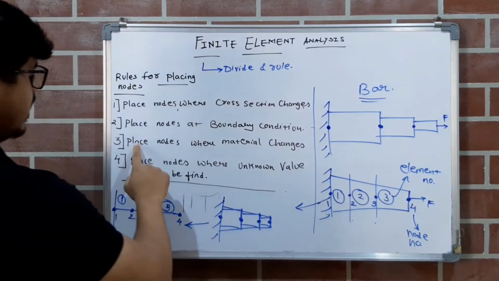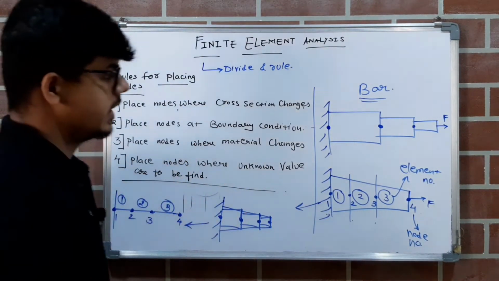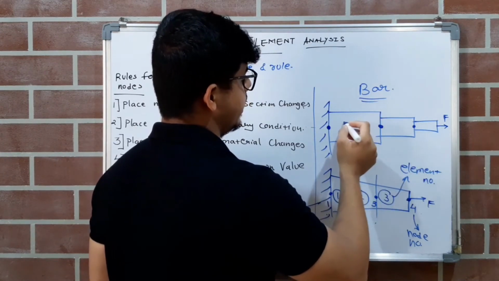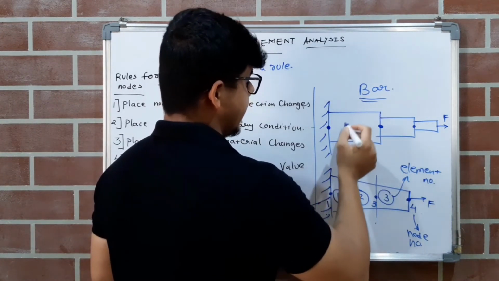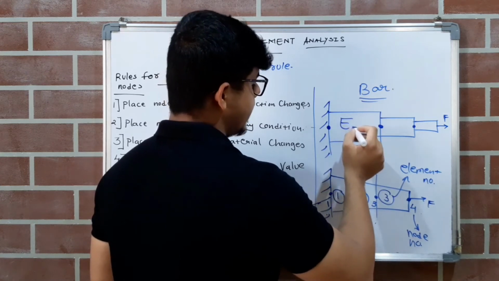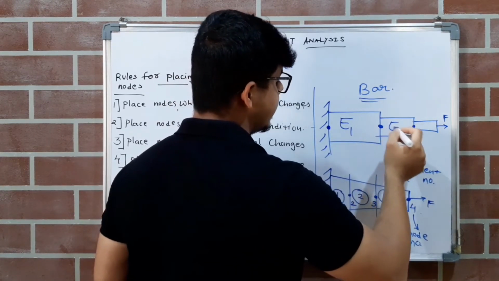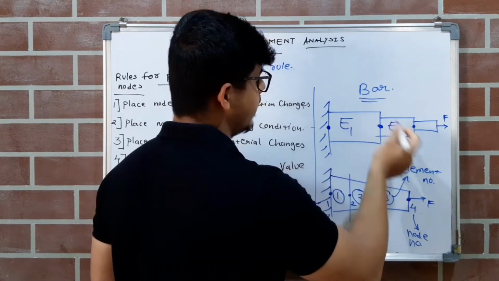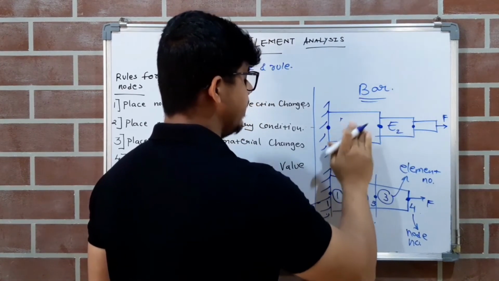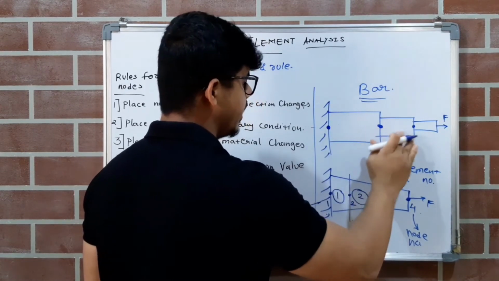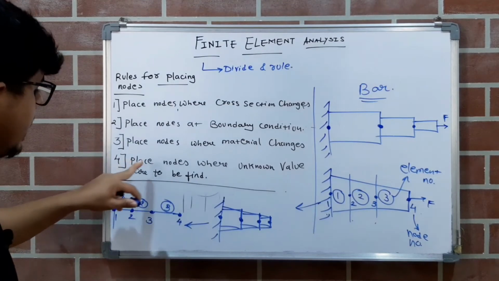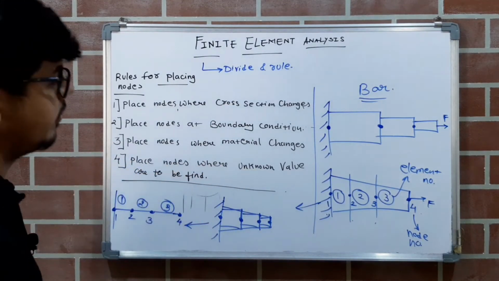Now what is the third rule? Place the nodes where material changes. Suppose you are given in the question that this section has Young's modulus E1, and this section has E2. Then you have to place the nodes in between, where the material changes for the bar or for the component. Then what is the fourth? Place nodes where unknown values are to be found.